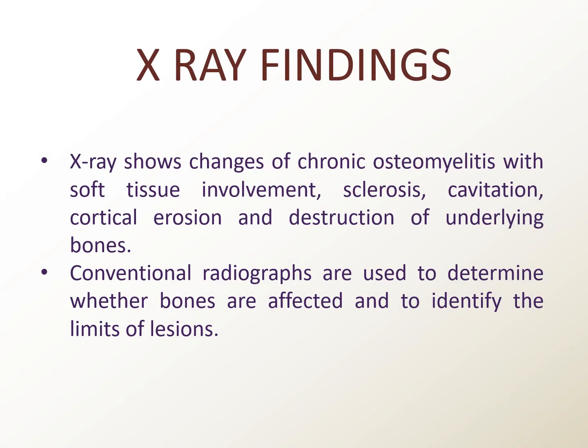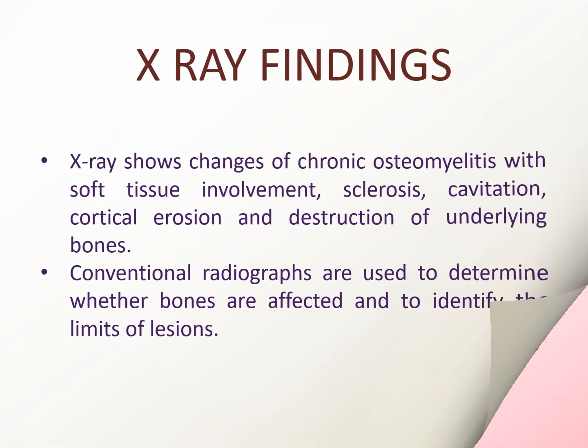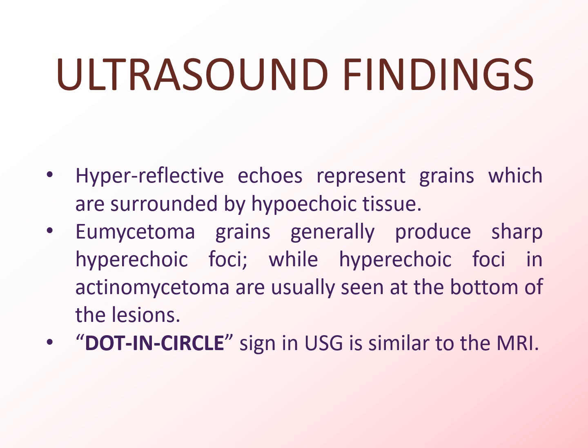X-ray findings. X-ray shows changes of chronic osteomyelitis with soft tissue involvement, sclerosis, cavitation, cortical erosion, and destruction of underlying bones. Conventional radiographs are used to determine whether bones are affected or to identify the limit of lesions. Ultrasound findings. Hyperreflective echoes represent grains, which are surrounded by hypoechoic tissue. Eumycetoma grains generally produce sharp hyperechoic foci, while hyperechoic foci in the actinomycetoma are usually seen at the bottom of the lesion. Dot in circle sign in USG is similar to MRI.